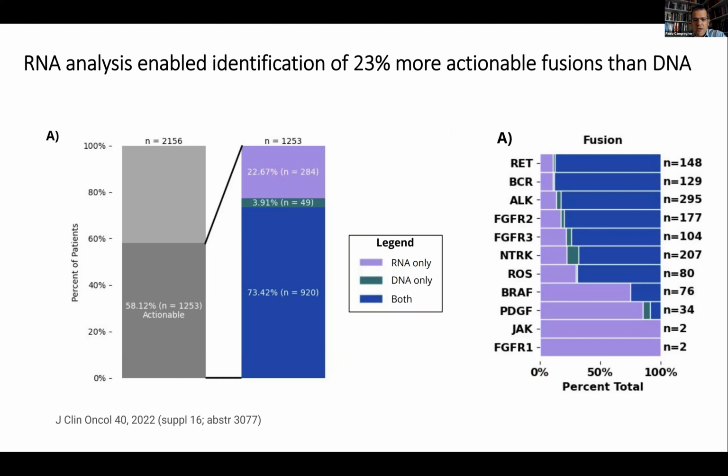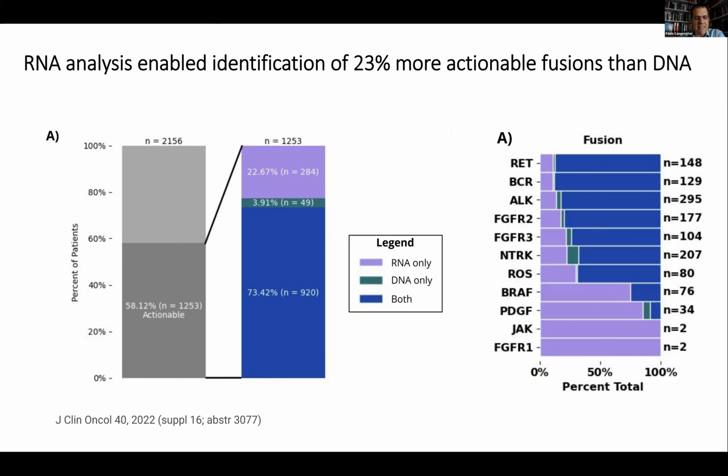from Tempus, where they compared a big number of samples, where they did a hybrid capture DNA-based assay for fusion detection, and in the same sample, an RNA-based assay with hybrid capture too. And what they found was that many gene fusions were detected only in the RNA assay, meaning that many fusions were not detected in the DNA-based hybrid capture assay.